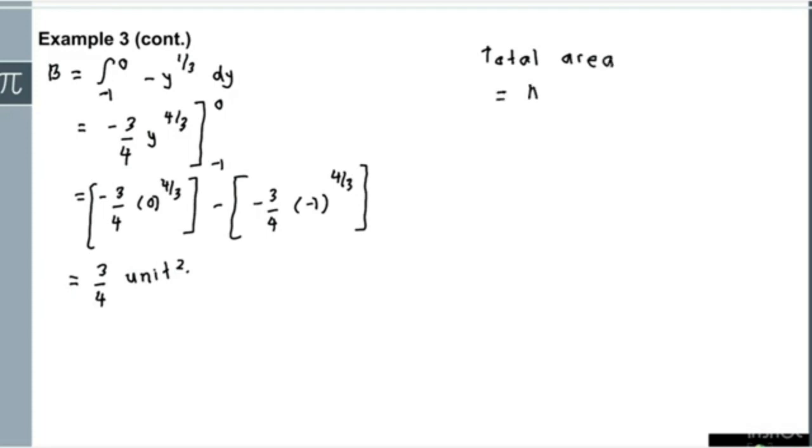So total area equals A plus B. So A is 1.1399 plus 3/4. Therefore the final answer is 1.8899 units squared. Done. Example 3.